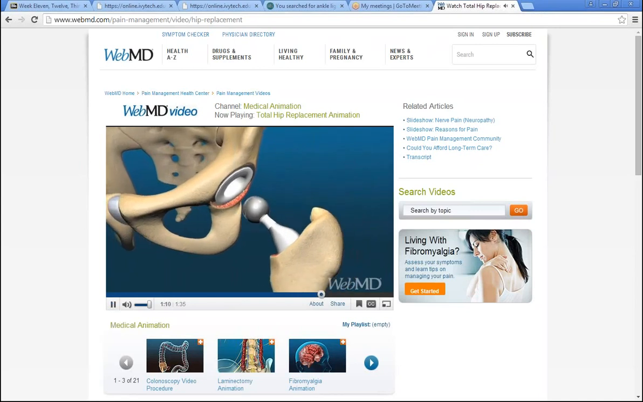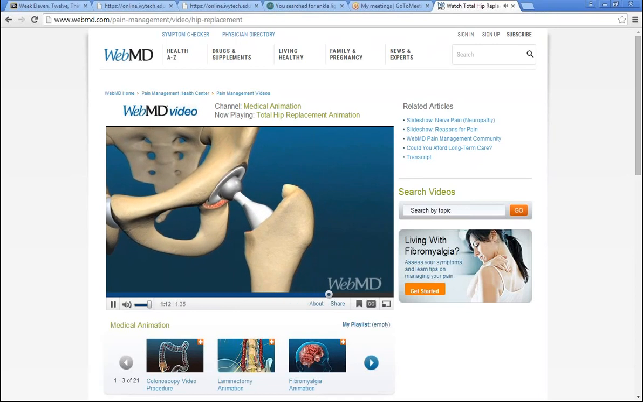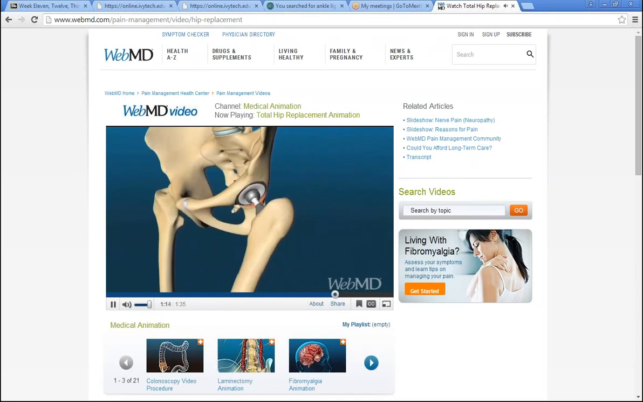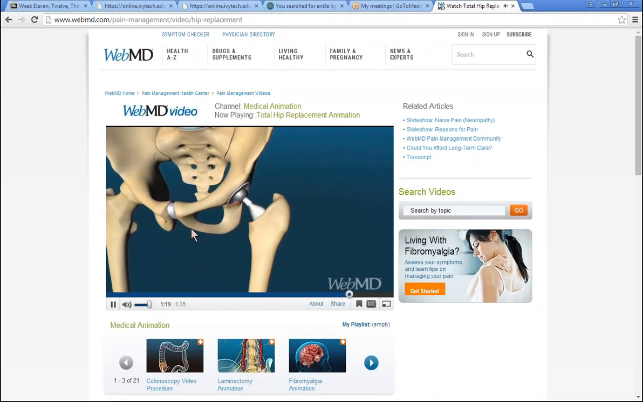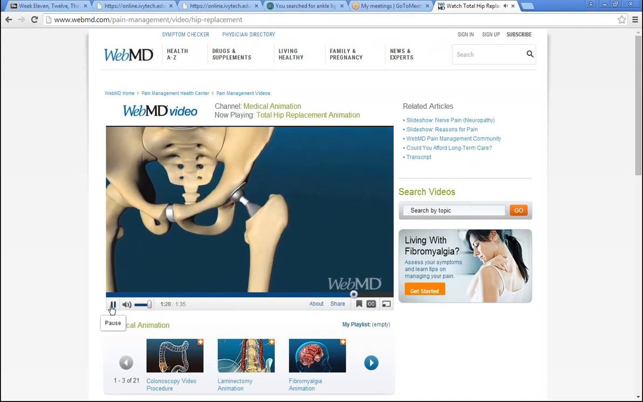Then your surgeon will fit the new femoral head into the new socket. Before closing the incision, your surgeon will check the new joint's range of motion to ensure it functions properly.